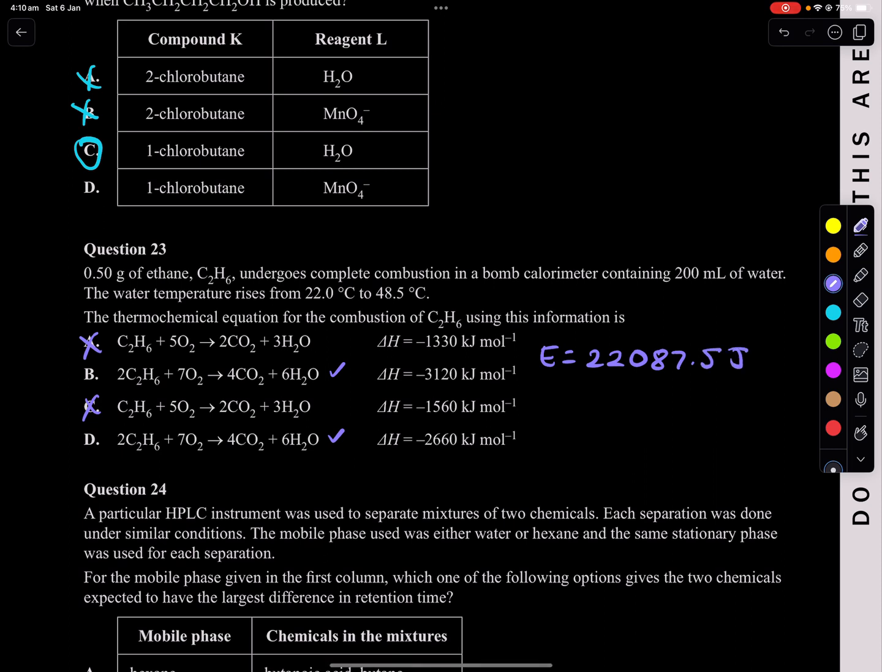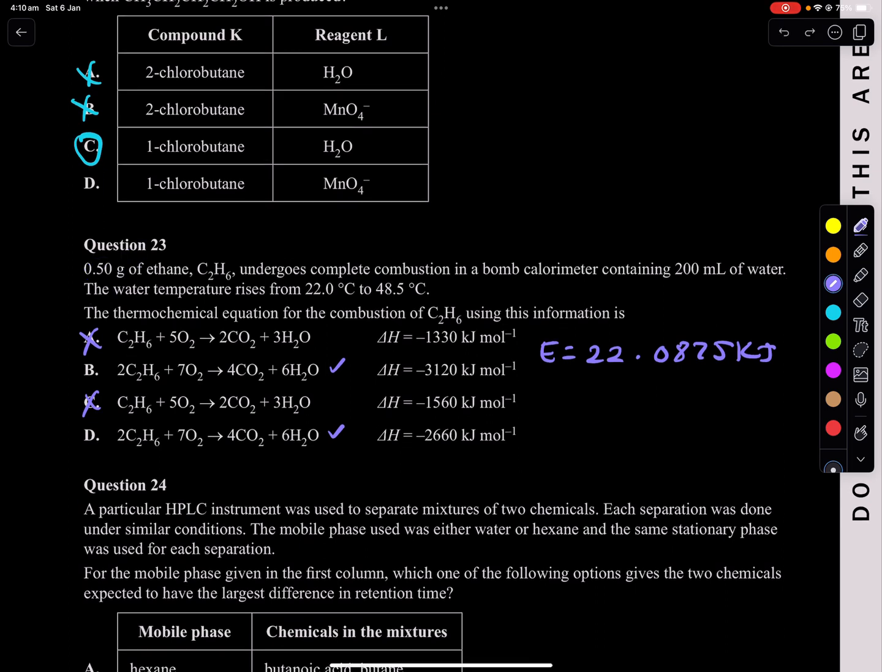That gives me 22087.5. That's in joules. So we want to make sure it's in kilojoules because these are the units that we're going to be using. So divided by 1,000, that's going to give us 22.0875 kilojoules. Now, the final thing is we need to get the mole. Remember, it's kilojoules per mole. So to get the mole, if we have 0.5 grams of ethane, it's easy to get the moles. The number of moles of ethane is going to be the mass divided by the molar mass, which is 2 times 12, because we have 2 carbons, plus 6 hydrogens.